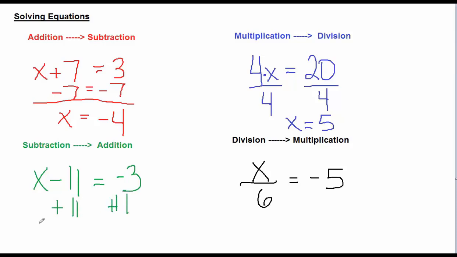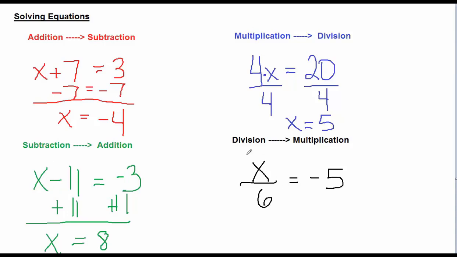We add 11 to both sides of the equation. Here we're just left with x, because a negative 11 plus 11, well, that's just 0, equals negative 3 plus 11, well, that's 8. X equals 8. And you can plug it back in just to make sure. 8 minus 11, yep, that's negative 3.